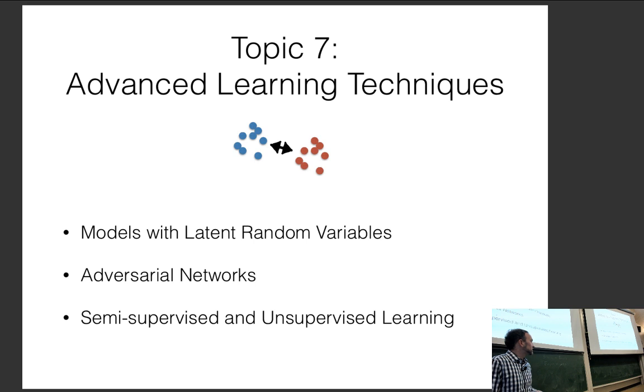Also advanced learning techniques. So models with latent random variables, so things like variational autoencoders or topic models. Adversarial networks and semi-supervised and unsupervised learning methods.